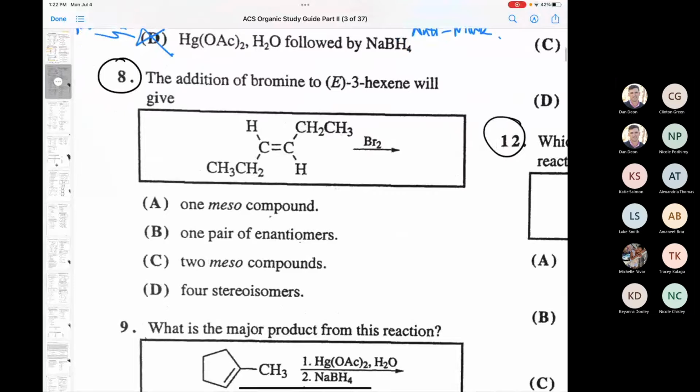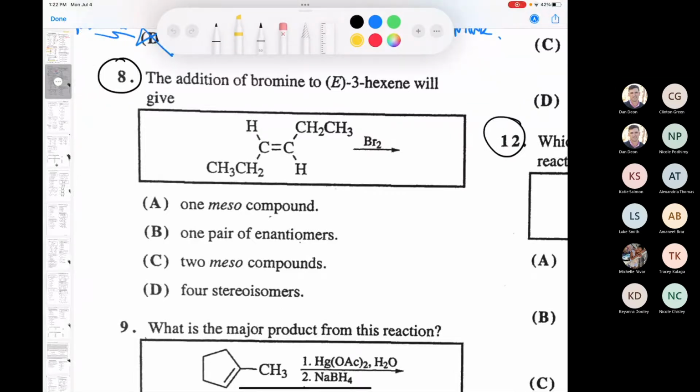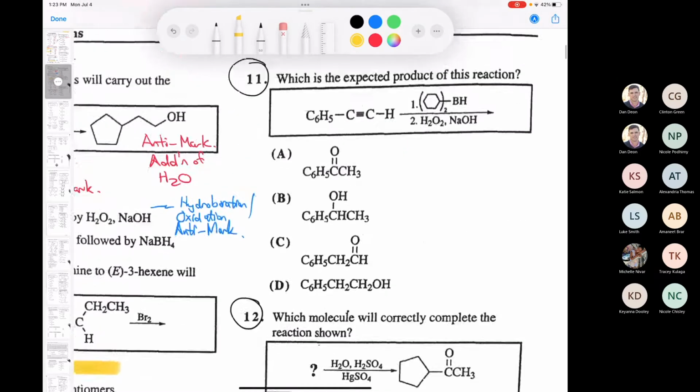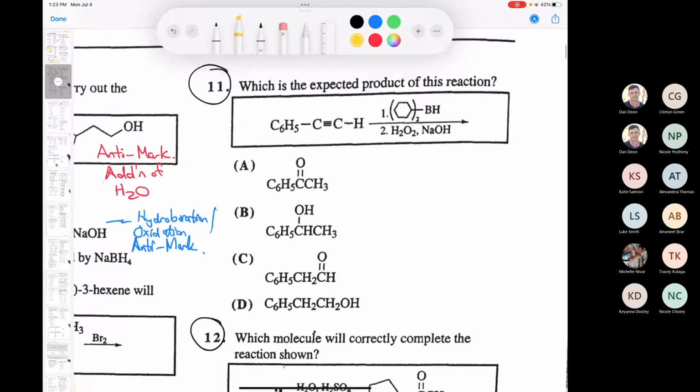So we end up with one meso compound in this case. One meso compound. Let's move on to question number 11. Question number 11 just says, what is the expected product of this reaction?